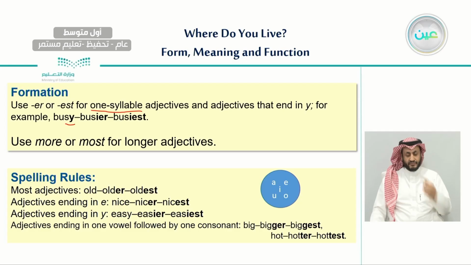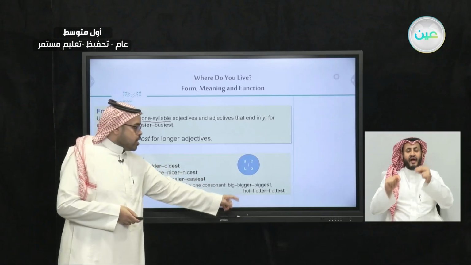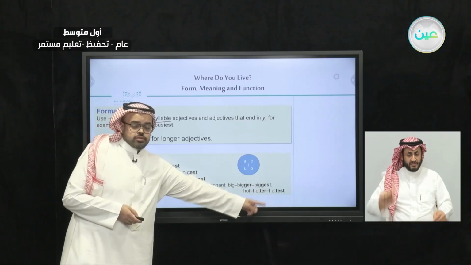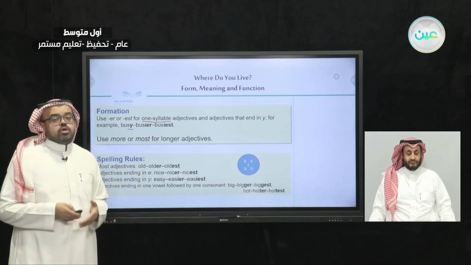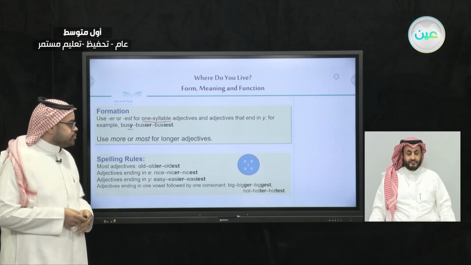For example, this adjective is big. Here we can see the vowel followed by a consonant letter. So what do we do in this case? We double the consonant letter and it becomes bigger. You see how we double it here? Big, bigger, biggest. And also another example with hot. Here we have a vowel, which is o, followed by the consonant t. Hot, hotter, the hottest. So these are the spelling rules that we need to pay attention to if we want to use them in comparison.